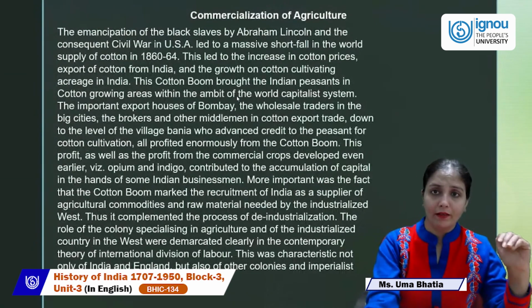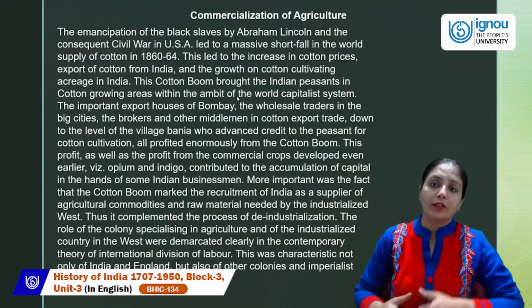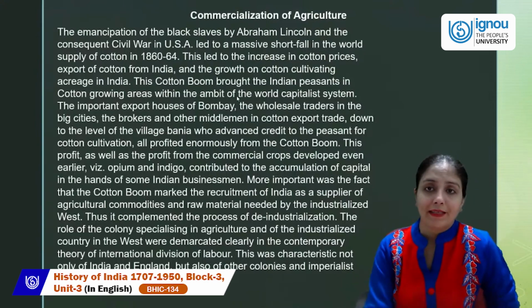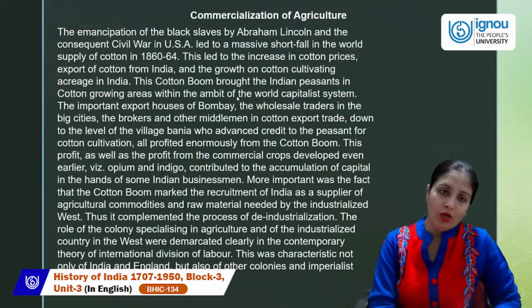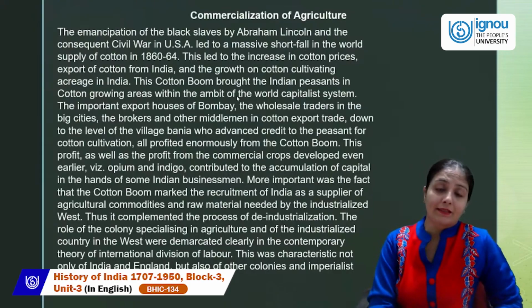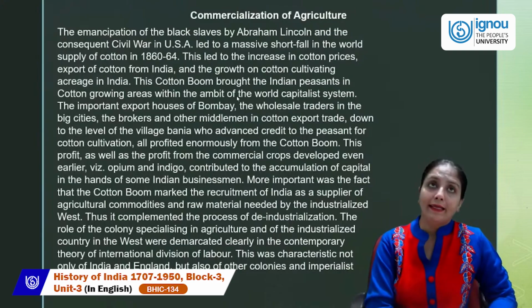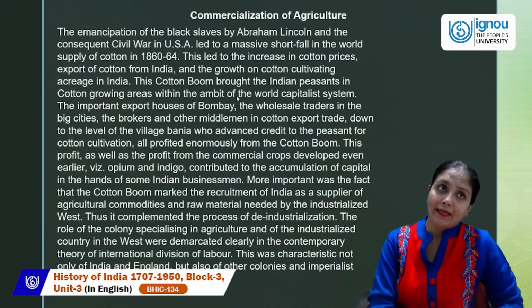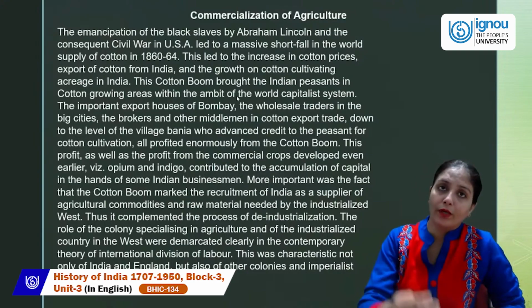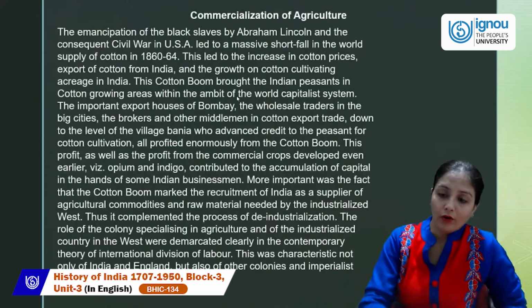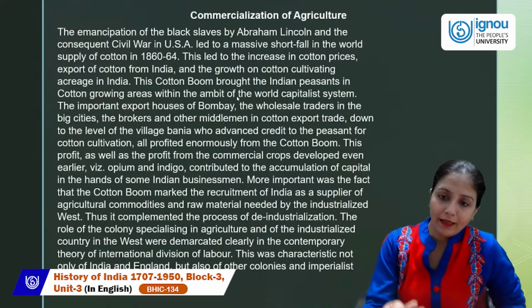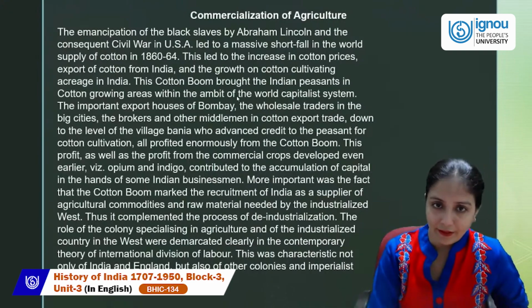The commercialization of agriculture was mainly about two or three crops, like cotton, opium, indigo, and spices. Those types of things they wanted to extend. They wanted to produce more and more plantations of these crops, and they wanted to give them to England.